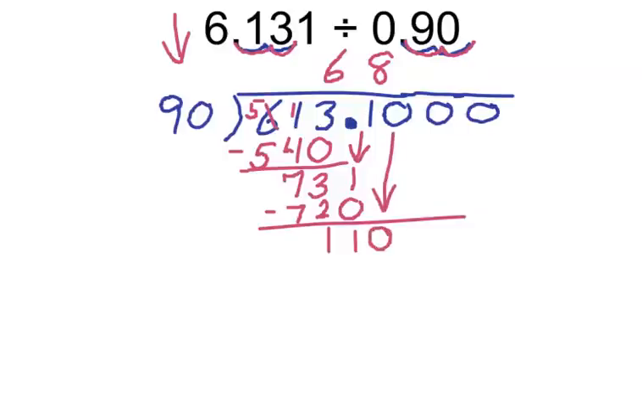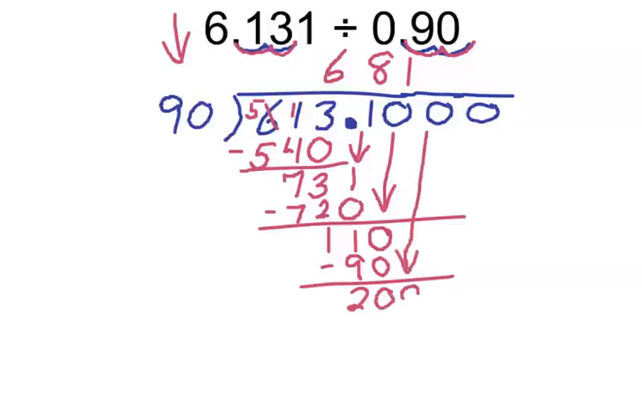Well, this one's pretty easy. How many times would 90 go into 110? That would just be 1 time. So 1 times 90 is 90. And then we have 110 minus 90, and that would equal 20, of course. And then we'll bring down the 0.